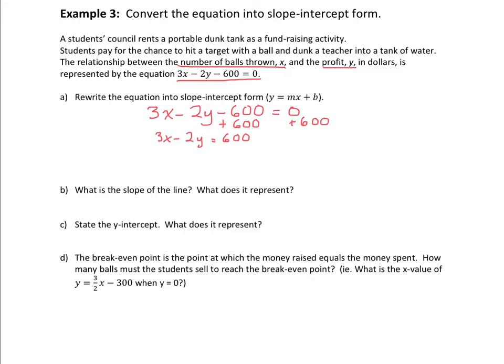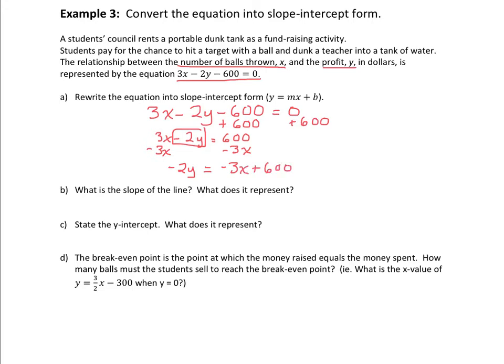Then what we do is we need to move the 3x term. It's positive, so we're going to subtract it from both sides. Minus 3x from both sides, and you're left with negative 2y. Notice that the 2y term was subtracted, so it becomes negative. And 600 minus 3x, or minus 3x, plus 600.